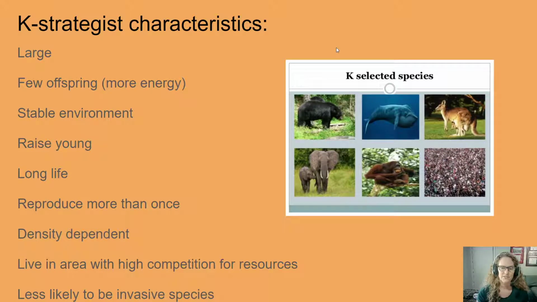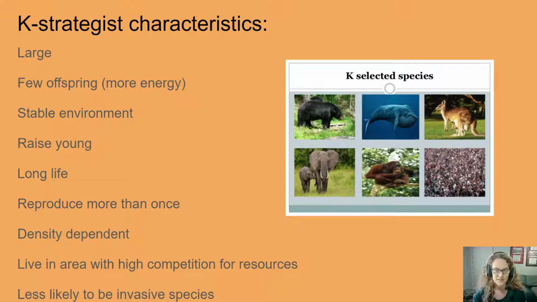So a K strategist has a lot of traits, and you just straight out need to memorize them and be able to tell the difference between a K and an R selected species. They're usually large, they don't have as many offspring, and they spend a lot of energy raising that offspring, so they concentrate their resources on a few offspring, not many. The environment they live in is pretty stable. There's not a lot of scarcity. Again, they raise their young, they have long lives themselves, and they'll usually reproduce more than once. They'll have offspring for a few years, then in a few more years they'll have another.